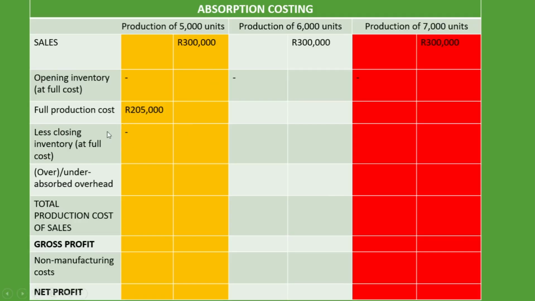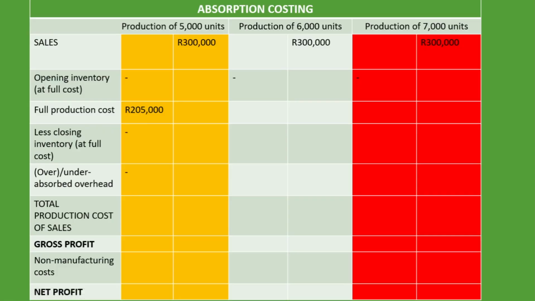And then let's now look at the over or under absorption of overheads. So we have no over or under absorption of overheads. Like I mentioned before, if the opening inventory and the closing inventory are the same, then we have no over or under absorption of overheads. Or in other words, if whatever we produce is exactly what we sold, like I said, we've produced 5,000 units and we sold 5,000 units, so there is no over or under absorption of overheads.